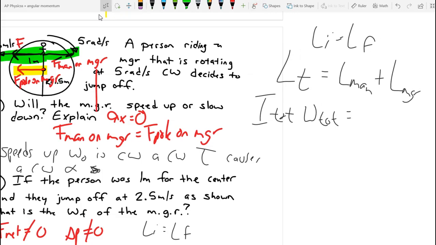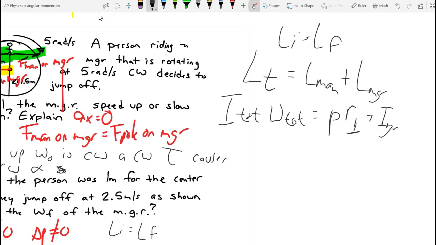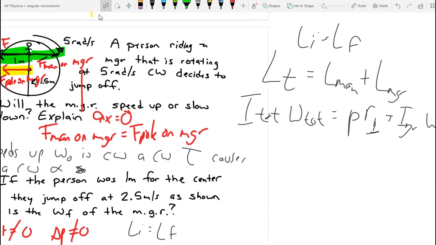That equals, in this scenario, for the man, momentum times r perpendicular, plus, lastly, I of the merry-go-round times omega of the merry-go-round. So, I total, I would have to calculate. I could plug in I of the man, which is going to be mr squared, because he's a point particle, plus I of the merry-go-round, which we're going to call 1/2 mr squared. These are different m's, so I'll do this mass of the man.